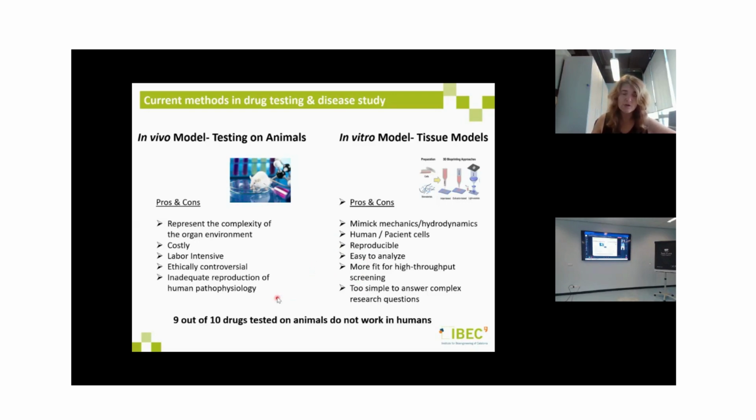It's also important to know that 9 out of 10 drugs developed with the current technologies do not really reach humans, because they are either toxic or not effective. So it's necessary to make a change in this kind of technology.